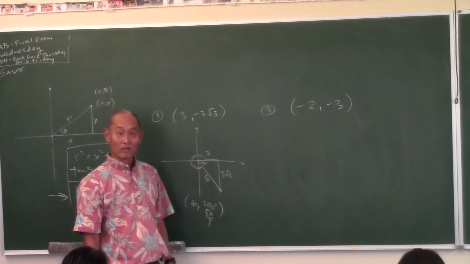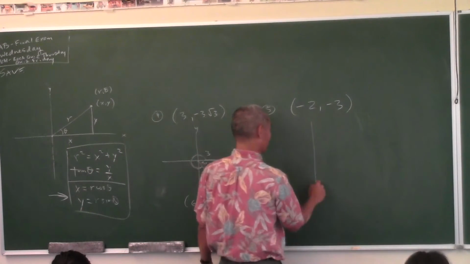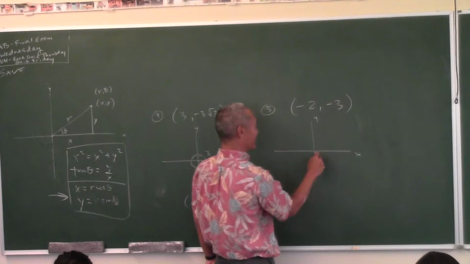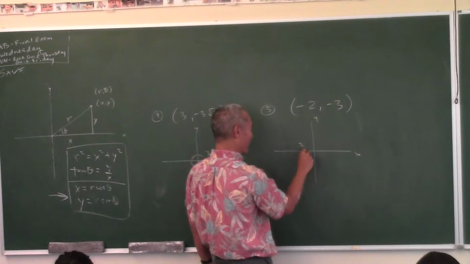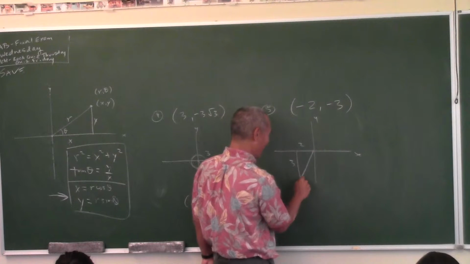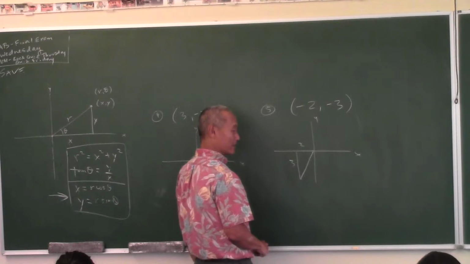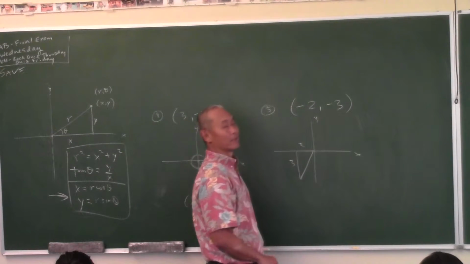Convert this to polar coordinates. Okay, plot the point negative 2, negative 3. So 2 to the left and 3 down. How far from the origin am I? Four? Okay, who said 4?